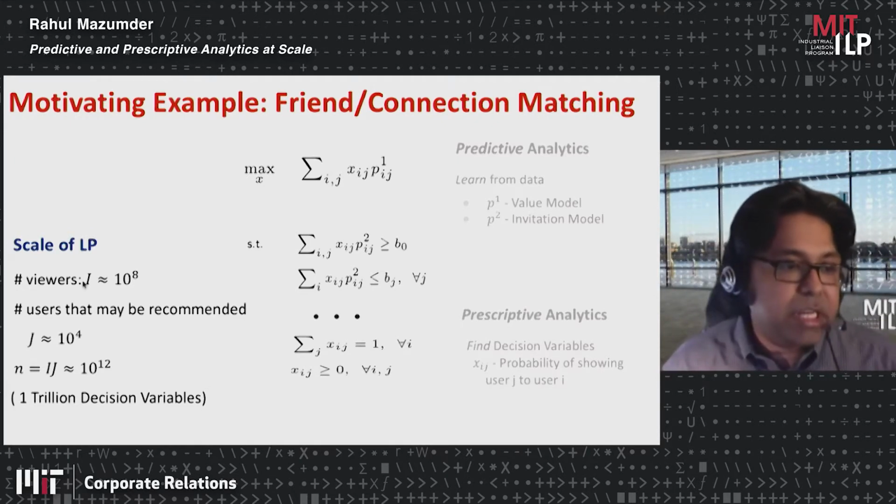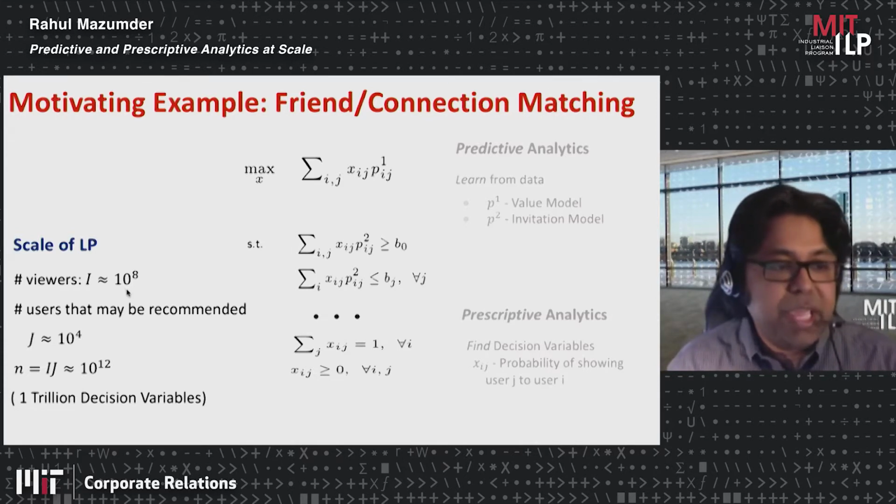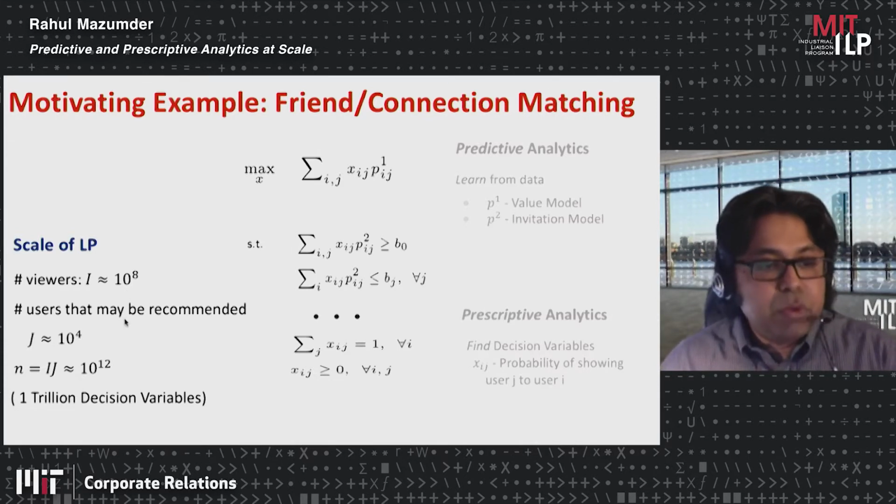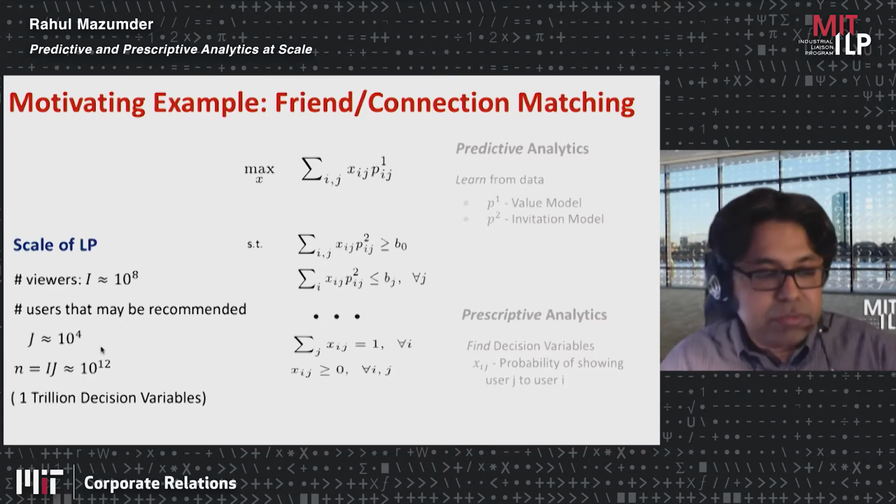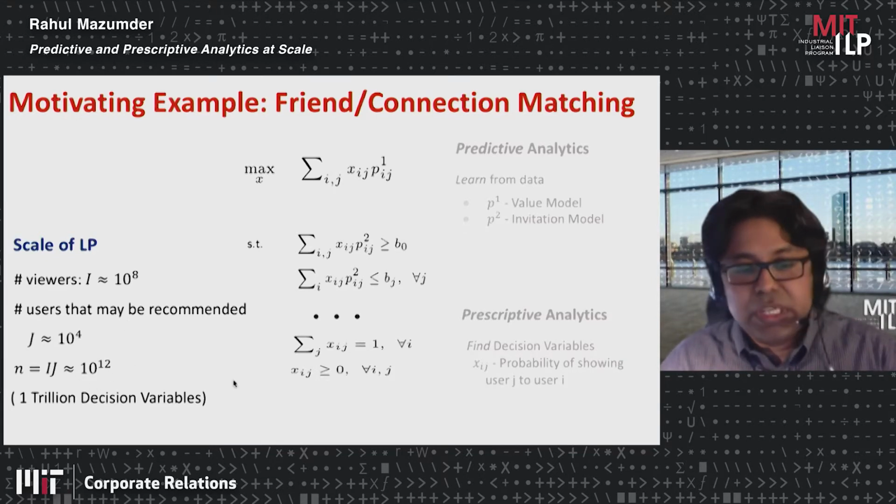By scale, I mean the number of viewers can be of the order of 10 to the power 8, and the number of users that may be recommended is of the order of tens of thousands, and we are dealing with 1 trillion decision variables.